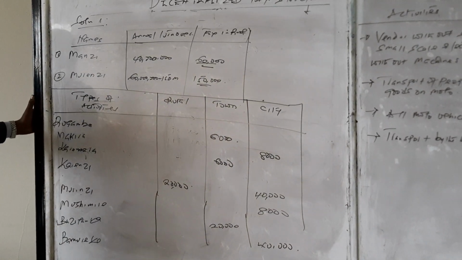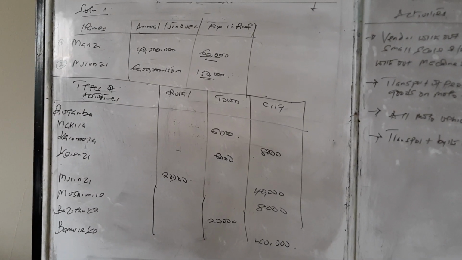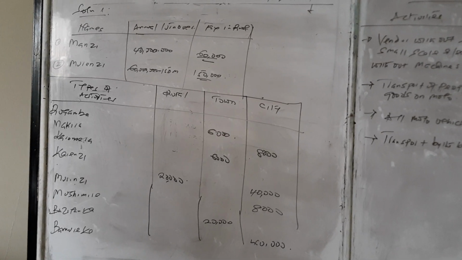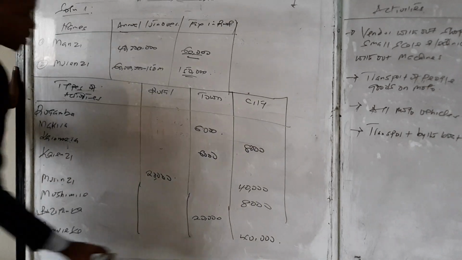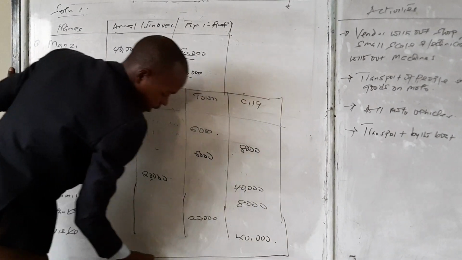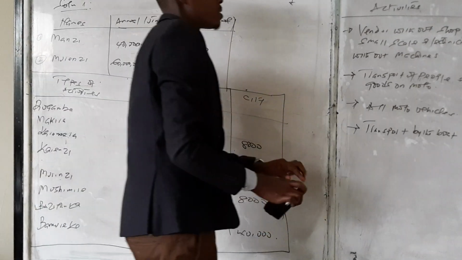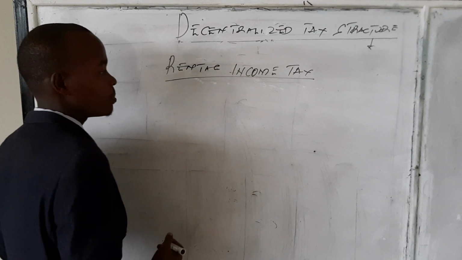So that is the end of the question. So this is the solution of the question you have in your revision questions I already sent you. So this marks the end of the trading license. So now let us look at the rental income tax. Let's continue to the rental income.